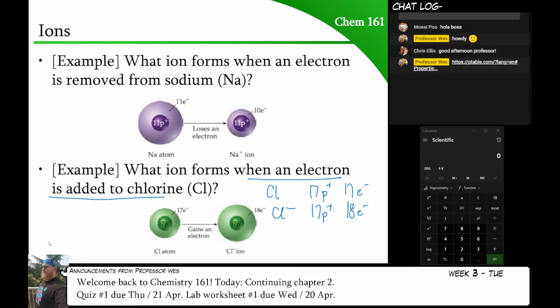And then when you add electrons, the electron cloud gets bigger because the electrons all repel each other and they need more space to put an extra electron in.